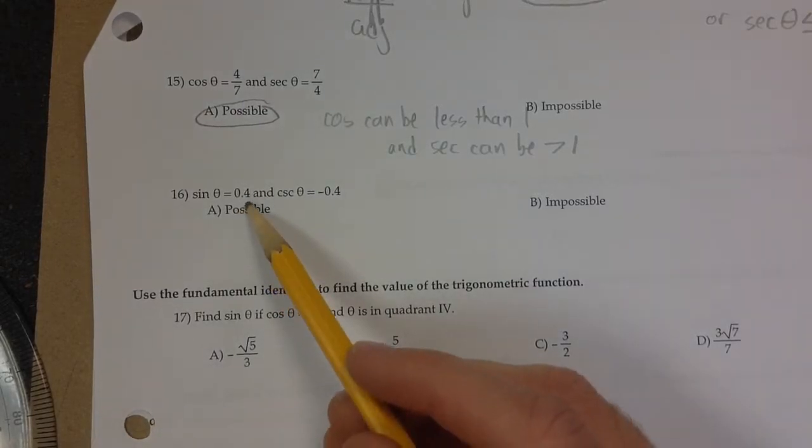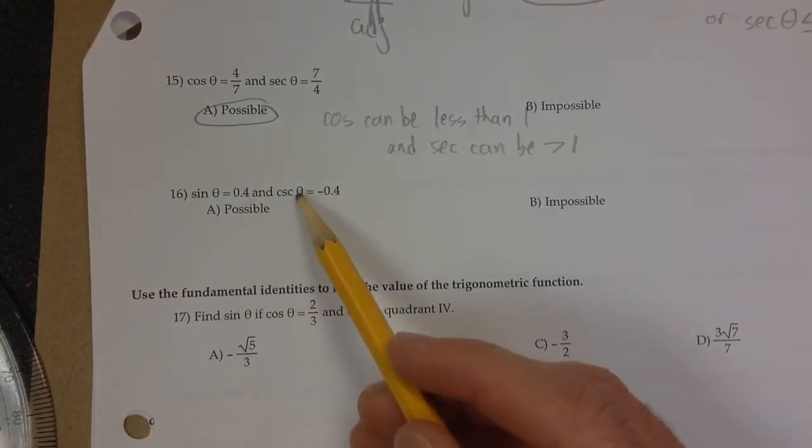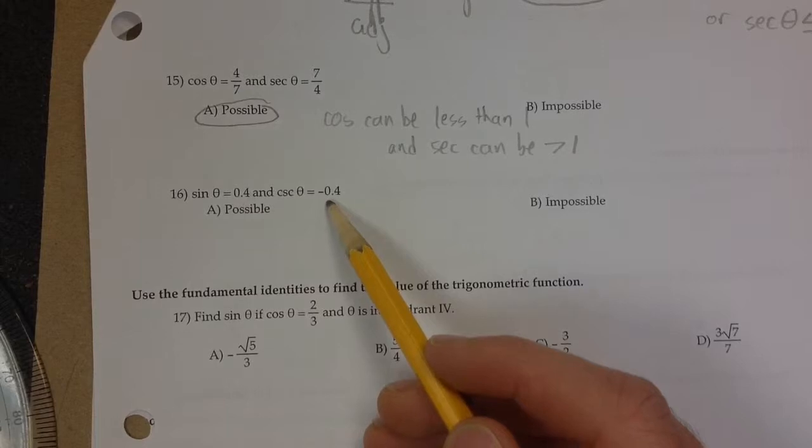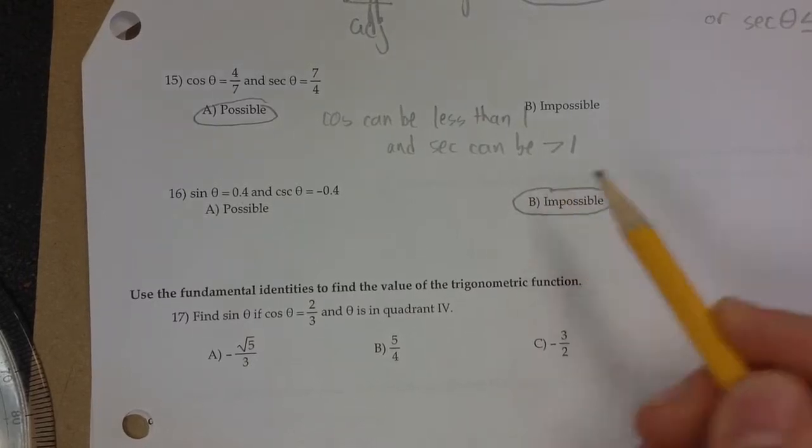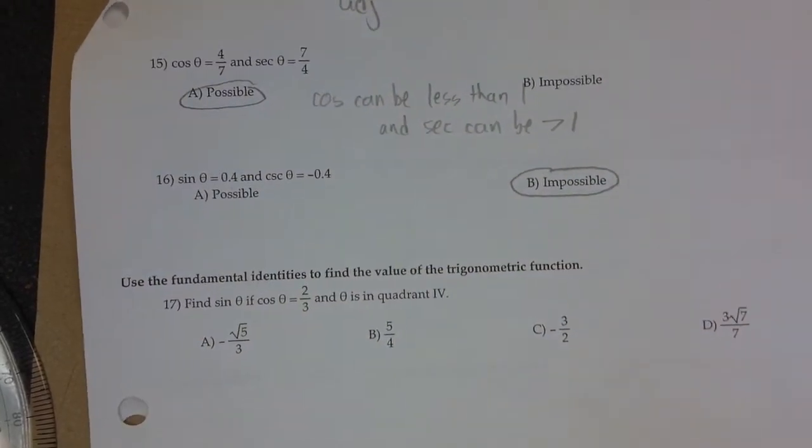Can sine be a number like 0.4? Yes. You betcha. Can cosecant be a number like negative 0.4? No, it cannot. Possible.